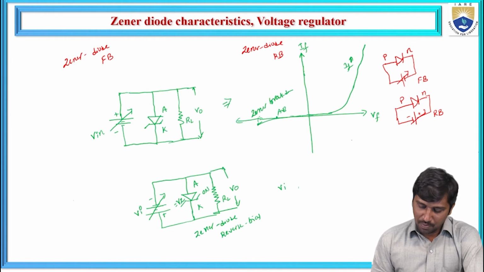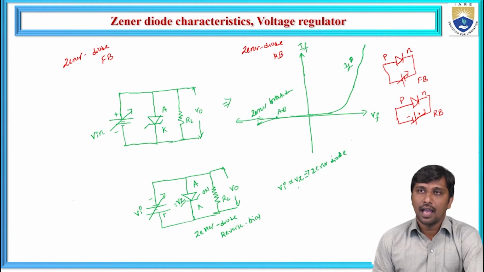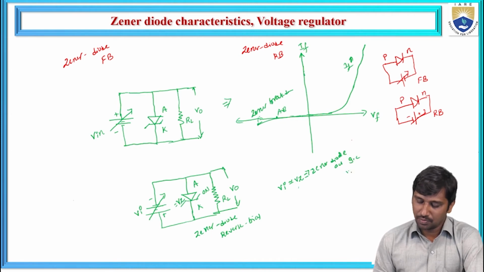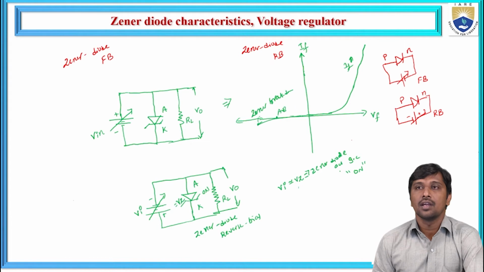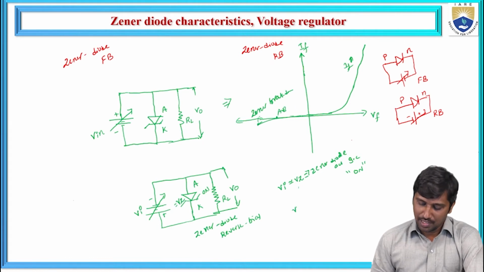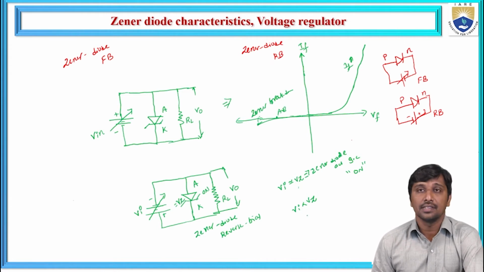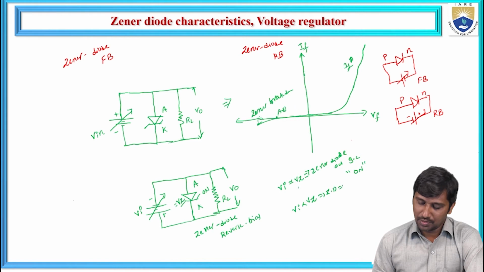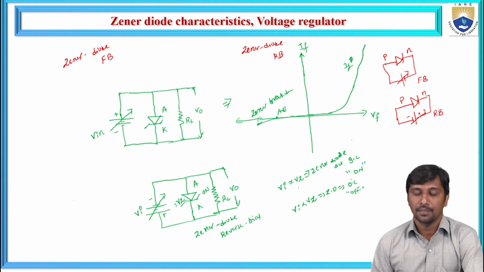Means whenever your applied input voltage is approximately equal to Vz, then the Zener diode acts as a short circuit. So it acts as a short circuit, meaning that state is represented as on state. And whenever this VA is less than this Vz, the voltage across the Zener, that is reverse voltage, now the Zener diode acts as an open circuit, the state is represented as off state.